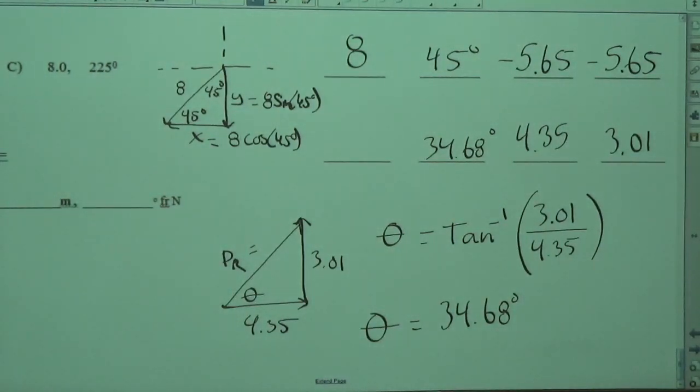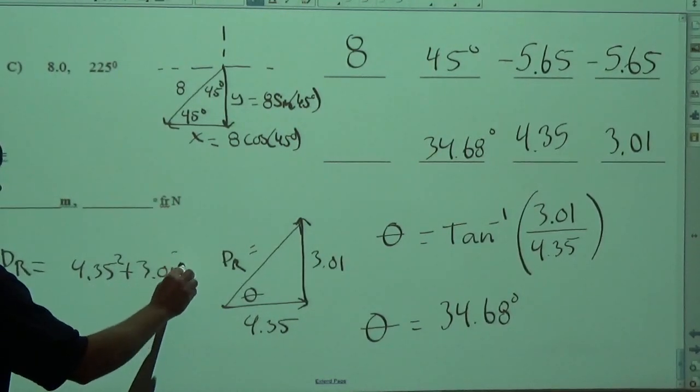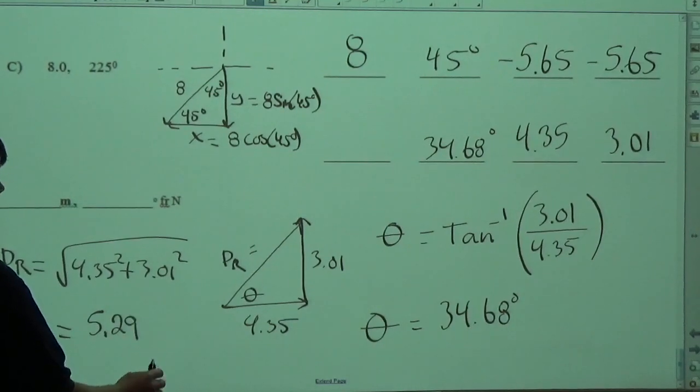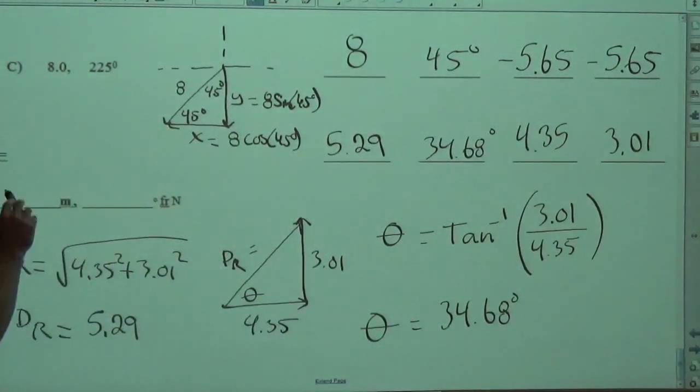And then how do we figure out the magnitude of this? We have multiple choices. The most basic concept I would try to tell people is just stick to Pythagorean's theorem, if that's what you're comfortable with. So the 4.35 squared plus the 3.01 squared, if I square root that, that should tell me the value for d of r, or the magnitude for that hypotenuse. And I get 5.29 approximately. So that'll go here, which will also go here.